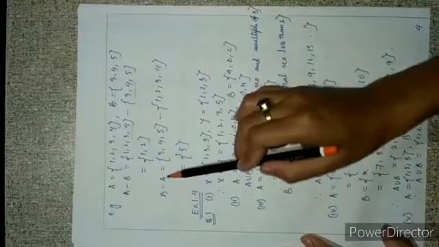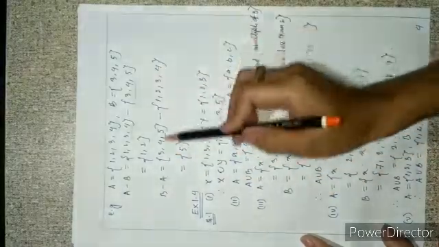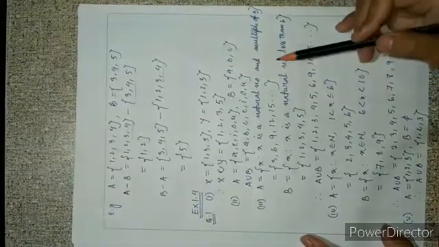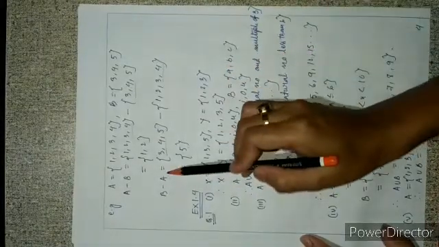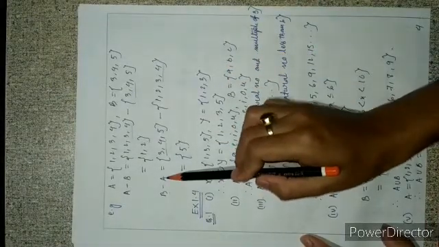Then in case of B minus A, 3, 4, 5, 1, 2, 3, 4. What are the common elements in set A and the set B? B minus A is the set of elements of B which are not in set A.